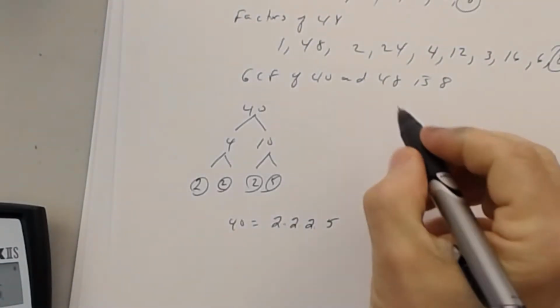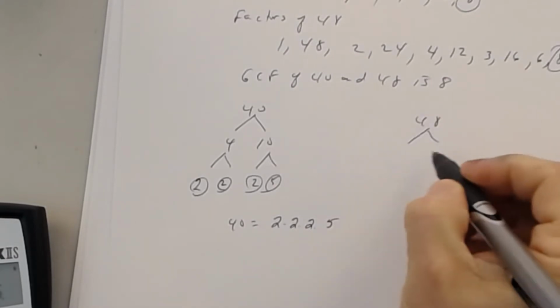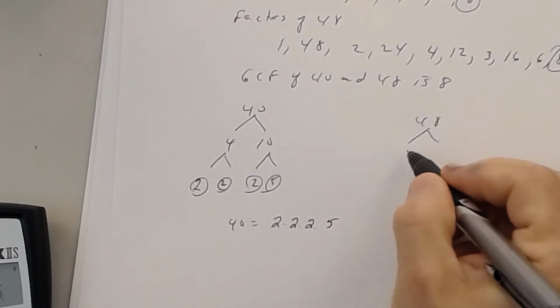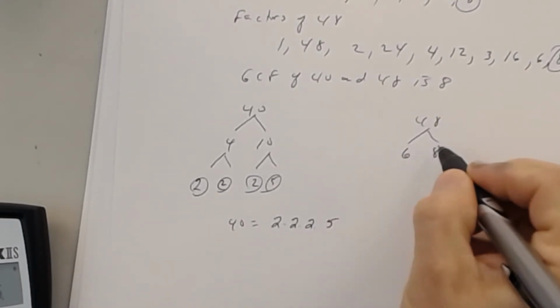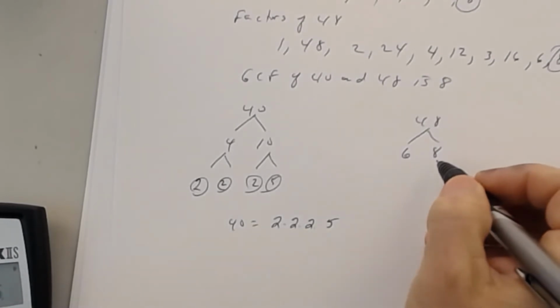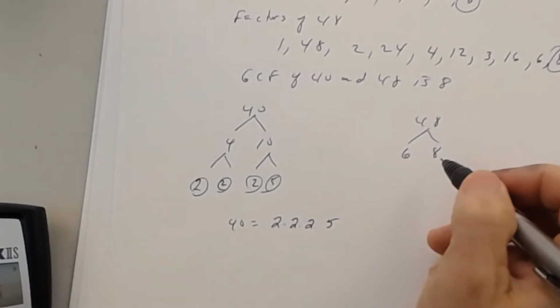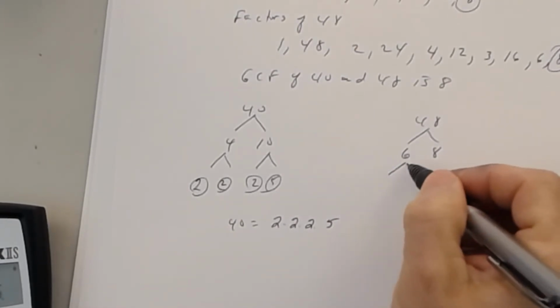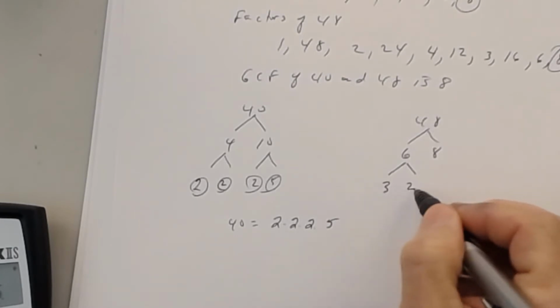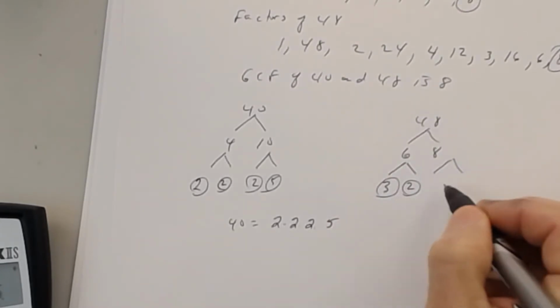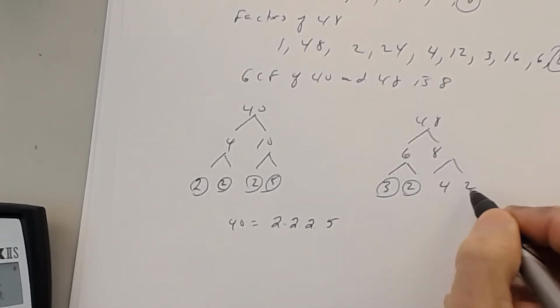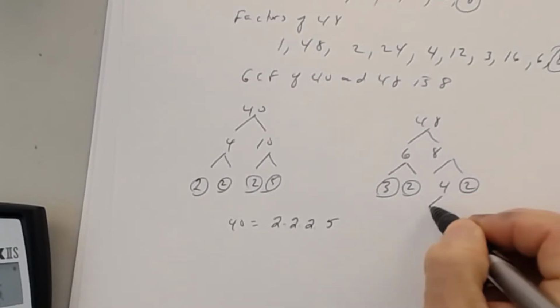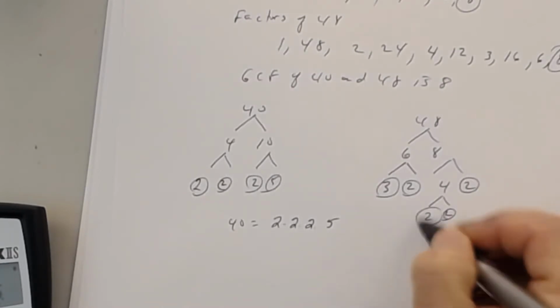Now let's do 48. Give me two numbers whose product is 48. 6 and 8, that's true, I can use 6 and 8. Someone else could have used any two other numbers whose product is 48. Is 6 prime? No, I can go further with that. 6 is 3 and 2. Circle those. 8 is 2 and 4. Which one can I circle? 2. And then 4 is 2 and 2.